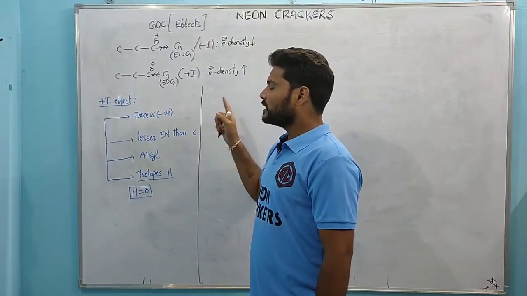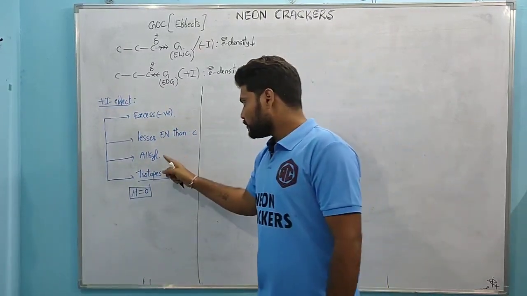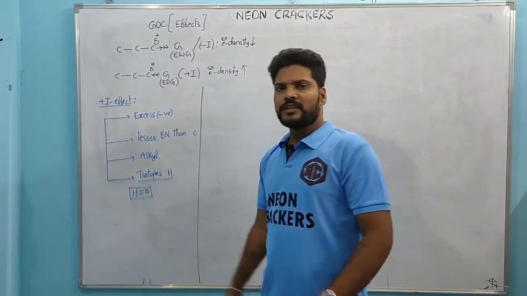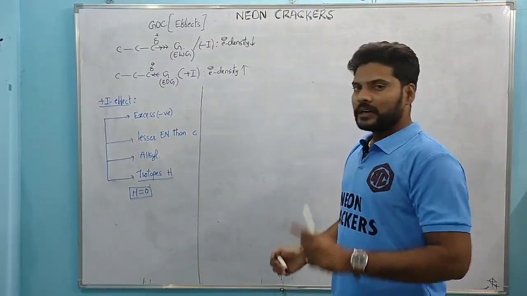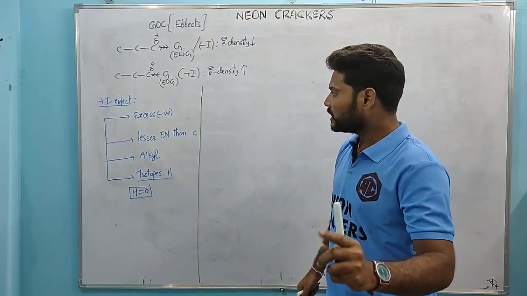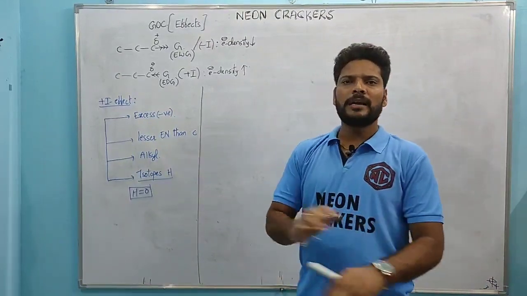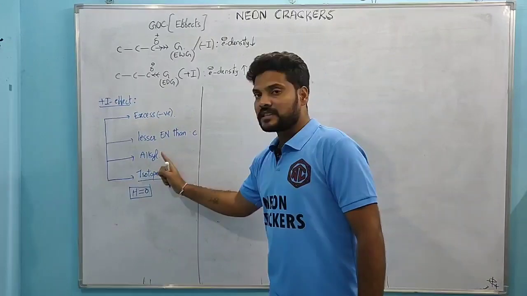The second one is lesser electronegative than carbon components. The third one is alkyl groups. Among alkyls we have different degrees. How to find them? I will give you one shortcut. You should remember that one, and you will be able to find the plus I order of all types of bulkier alkyl groups.